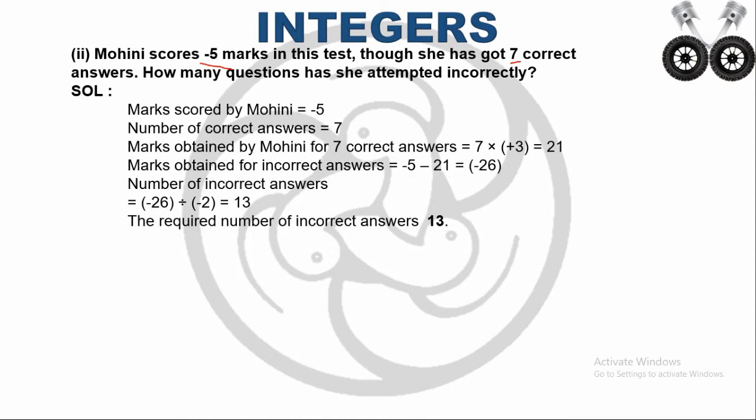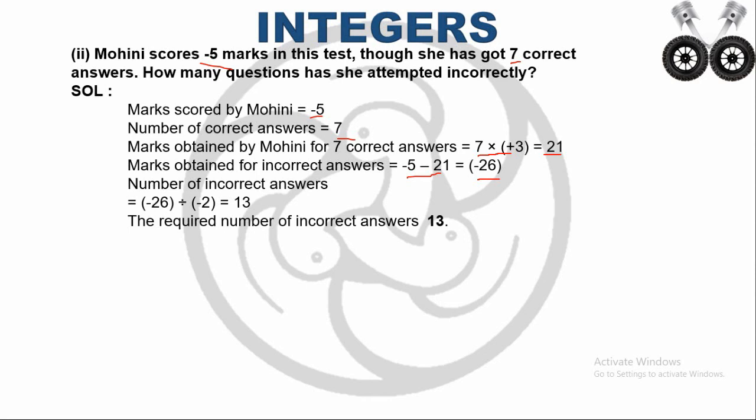So the total mark scored by Mohini is minus 5 and the number of correct answers is 7. So you have to multiply 7 with 3, because the mark awarded for each correct answer is 3. So 7 into 3 equals 21. Now we have to find the incorrect answer. That means total mark minus the mark she got for the correct answer. So minus 5 minus 21. These two integers have the same sign, that means we have to add. So 21 plus 5, the answer is 26. The biggest number's sign is negative, so the answer is minus 26.